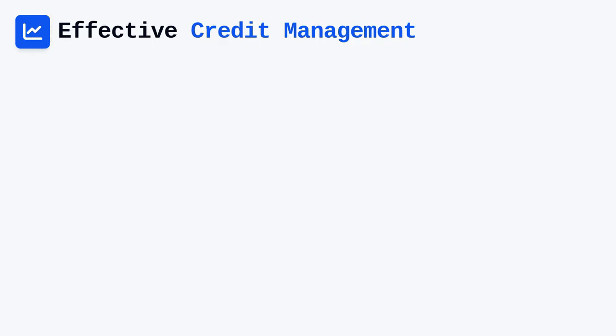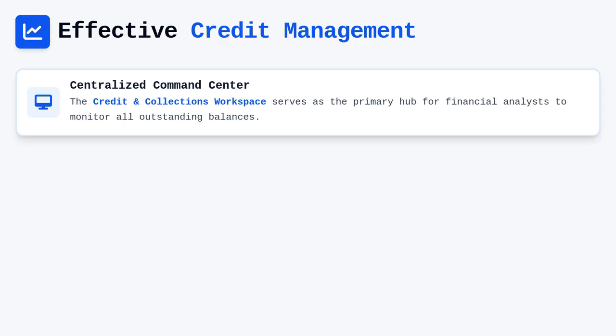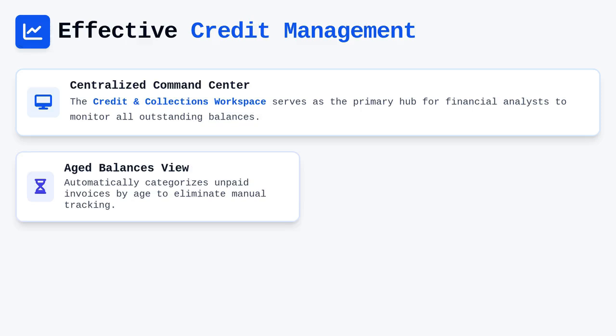Effective credit management begins with the understanding that not all customer accounts require the same level of oversight. Within finance, the credit and collections workspace acts as a centralized command center where financial analysts monitor outstanding balances. By utilizing the aged balances view, one can categorize customers based on the age of their unpaid invoices.